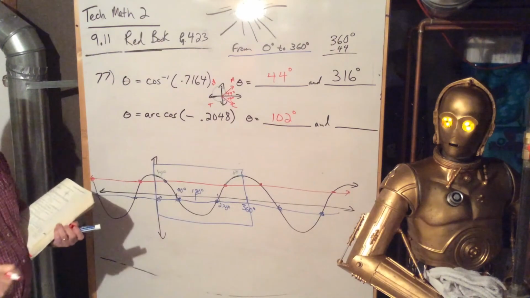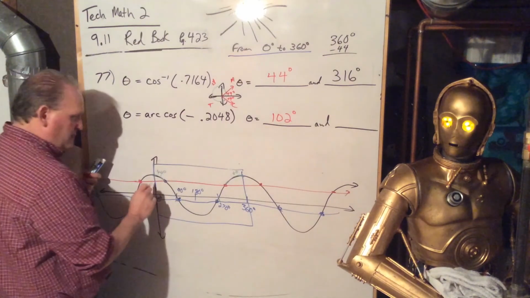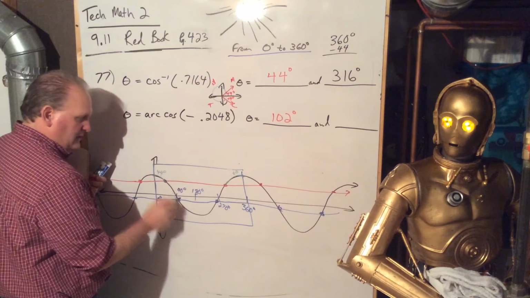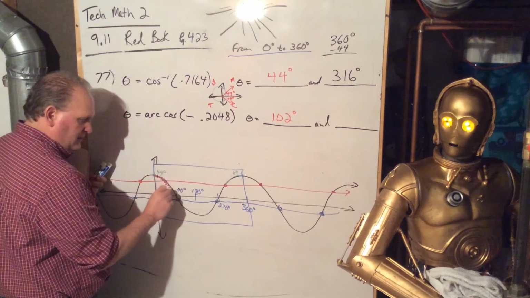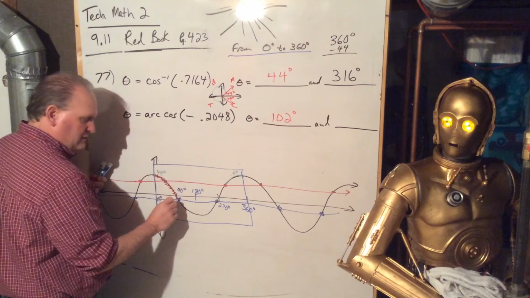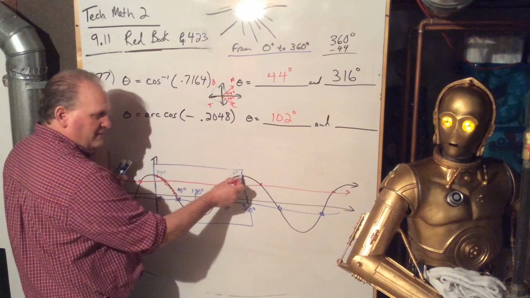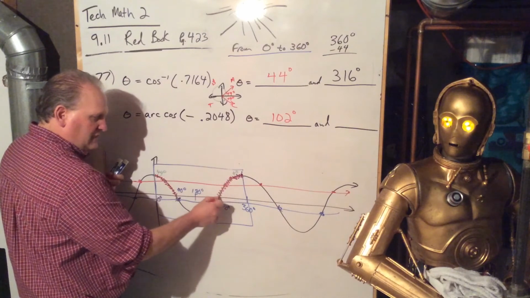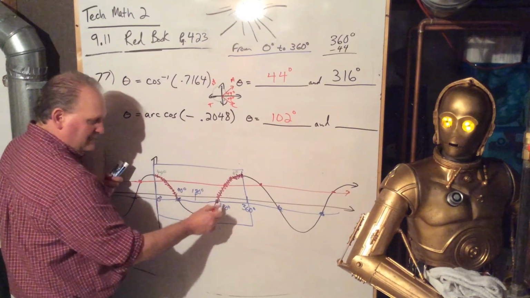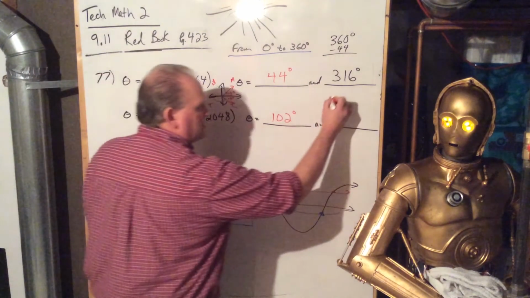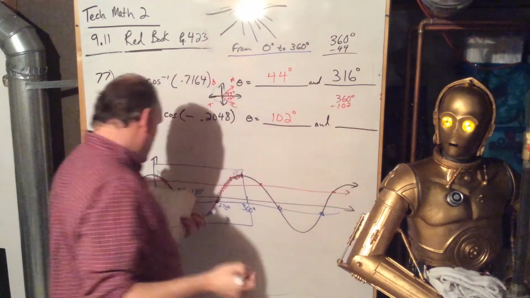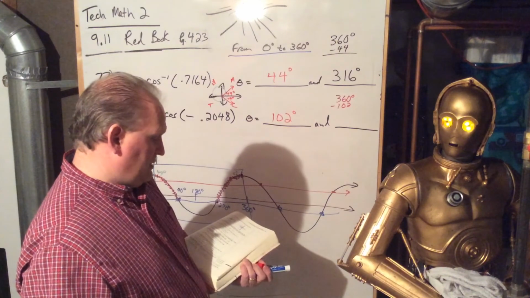And now, again, we have to use our brain. From 0 to here is 102 degrees. This part of the graph took me 102 to get there. So if I'm backtracking from 360, I take off 102 degrees, and that should land me at the same point, because there's always symmetry on these graphs. So 360 minus 102, and there's our 258.